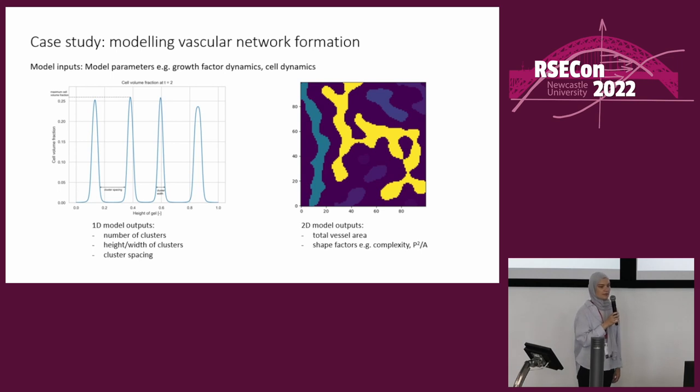And then in 2D, you have more complex shapes. You might be interested in the shapes that can be produced, which was what I was most interested in, because so far there wasn't a really good standard PDE model of vascular network formation that ticked all the boxes in terms of the right shapes, the right stability of the shapes, that mimicked things that look like vasculature. So then these outputs would be things like the total vessel area or the shape factors, as I said, like a ratio between perimeter and area.